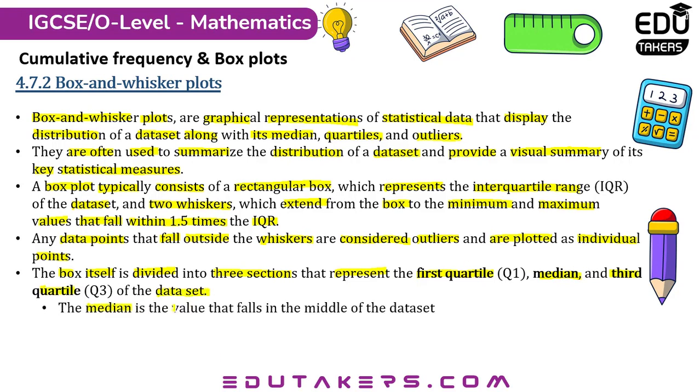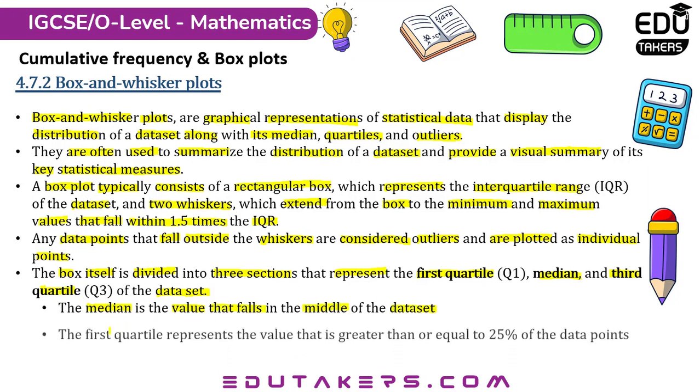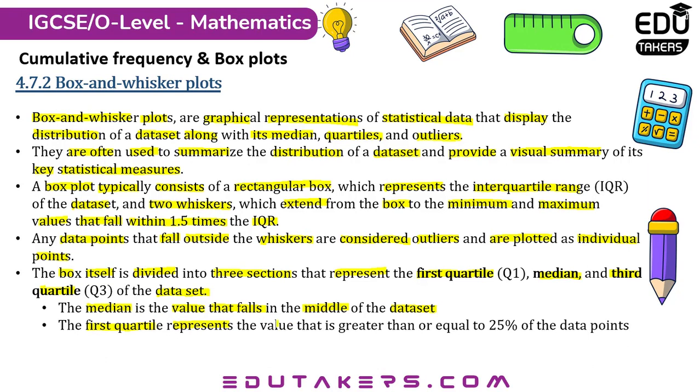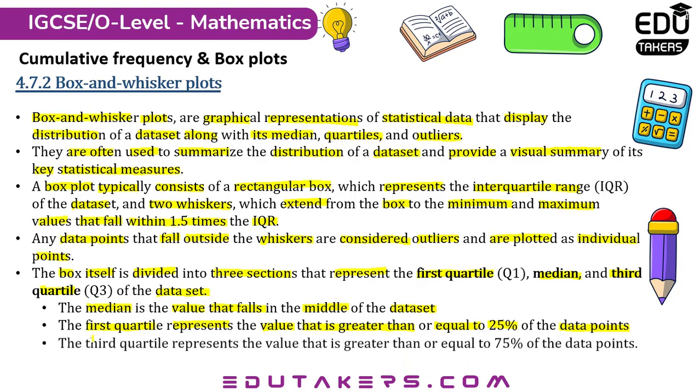The median is the value that falls in the middle of the dataset. The first quartile represents the value that is greater than or equal to 25% of the data points. The third quartile represents the value that is greater than or equal to 75% of the data points.